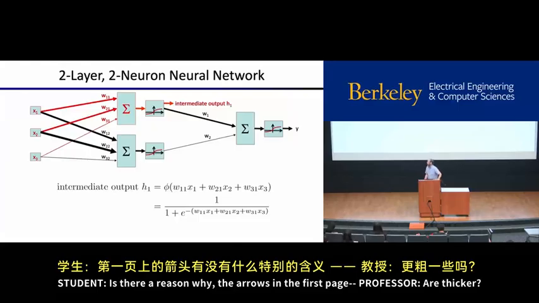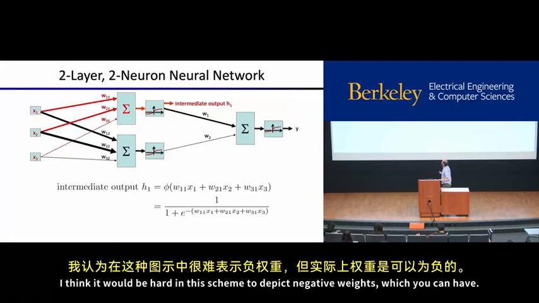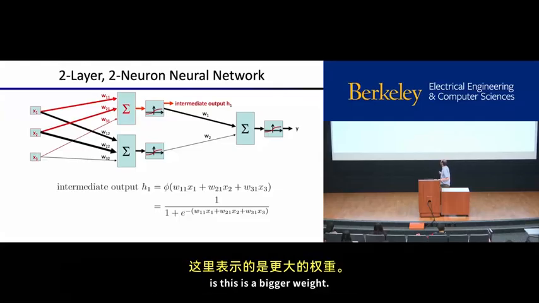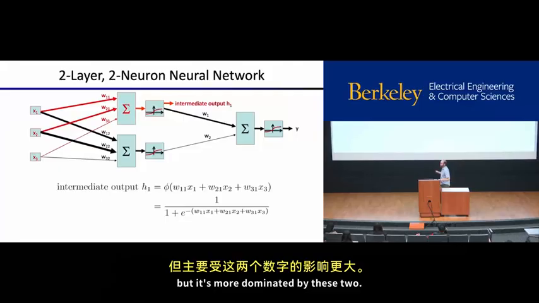The lines are thicker. The idea is that it would be hard in this scheme to depict negative weights, which you can have, but I think what they're aiming to depict here, Perrin made these slides last semester, is that this is a bigger weight. So this number is kind of a mixture of these three numbers, but it's more dominated by these two.